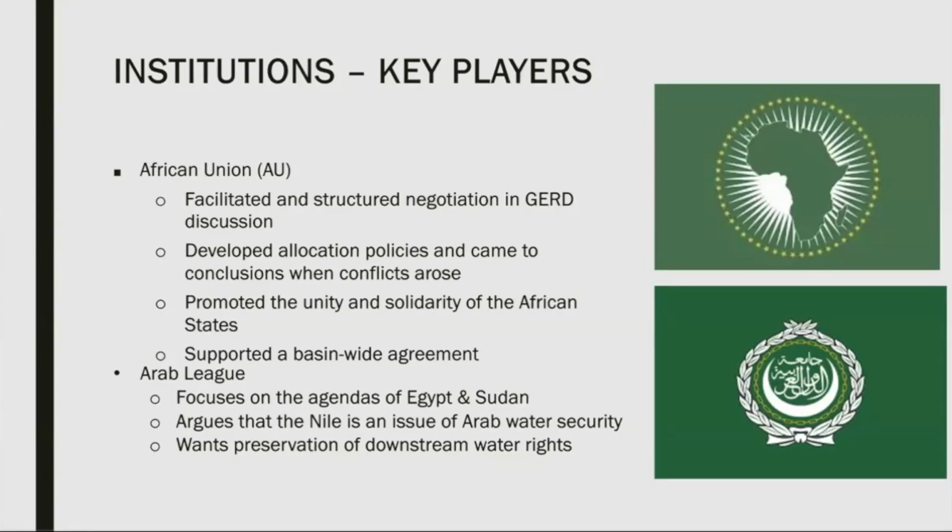Another key player, an institution called the Arab League. The Arab League focuses on the agendas of Egypt and Sudan. And this league also argues that the Nile is an issue of Arab water security. So basically, what they want is preservation for these downstream water rights that were historic, and that Egypt and Sudan have had. And this is something that has arisen major conflicts. However, these institutions are the key players making the decisions at the end of the day.